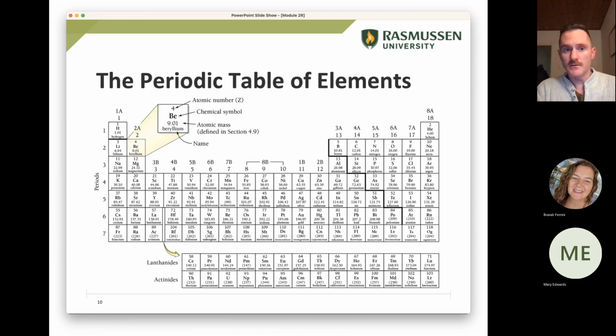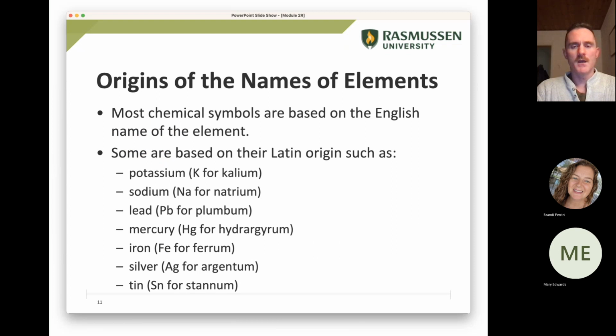So beryllium, you see, its atomic number is 4. It means that it has 4 protons. It might not have 4 neutrons or 4 electrons, but it definitely has 4 protons. It definitely has 4 positively charged protons in its nucleus. It'll also have the chemical symbol Be. That's the chemical symbol for beryllium. It'll have the atomic mass, which we'll talk about later. It'll have the name beryllium, which is spelled out right here. So those are the pieces of information that you can get from the periodic table that are really useful. There's more that we'll go over later, but this is the basics.